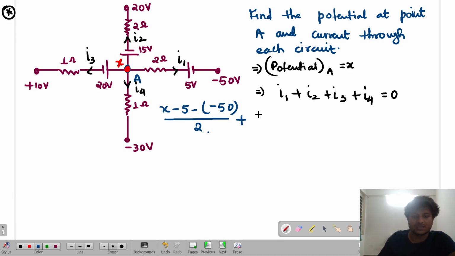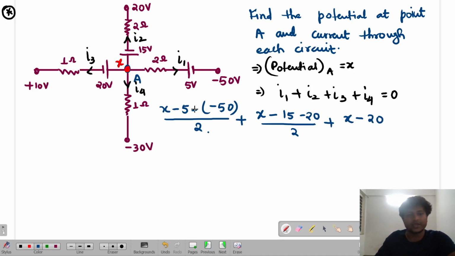I2 will be first X, then once again minus, same, I'm getting minus 15, then it is plus, so minus of 20, divided by net resistance 2, plus this is X minus of, I'm directly getting 20 minus 20, then I'm getting minus 10, isn't it, divided by net resistance of how much? 1. Are you able to get me?